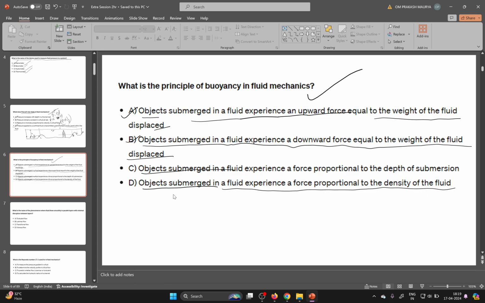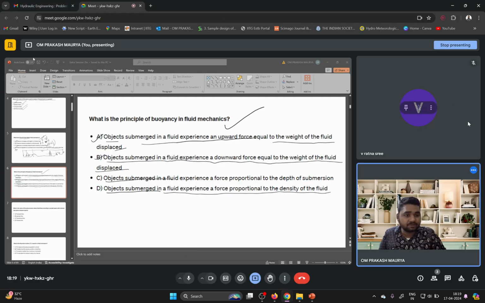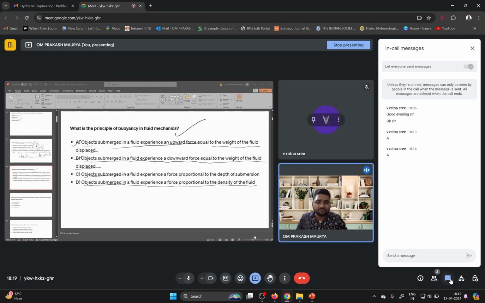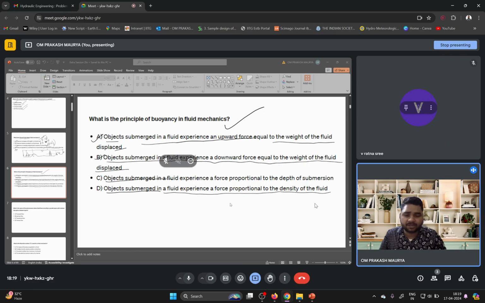Whether option A, B, C, D, which one is correct? Please try to give the answer based on your whole experience of fluid mechanics. Which one is correct? A, B, C, D. Within 1 or 2 minutes, please try to give the answer. Otherwise, I will tell the answer.